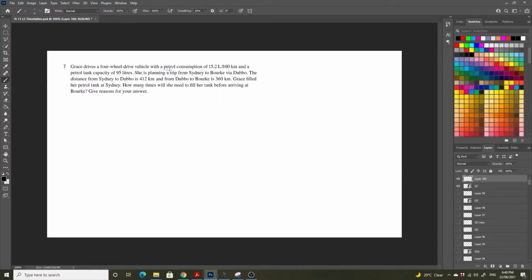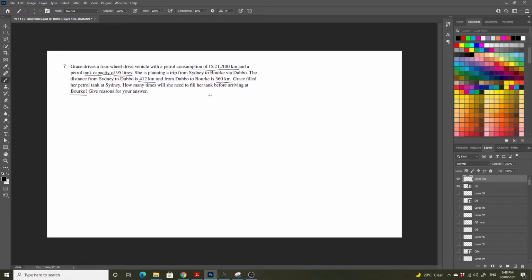has a petrol consumption of, make sure you underline the key information, 15.2 litres per 100 kilometers, and a tank capacity of 95 litres. She is planning a trip from Sydney to Bourke, and she is going to go 412 kilometers from Sydney to Dubbo, and 360 kilometers from Dubbo to Bourke. Grace filled her petrol tank at Sydney, so she started out with a completely full tank. How many times will she need to fill her tank before arriving at her final destination? Give reasons for your answer.